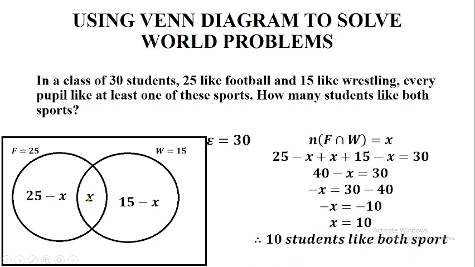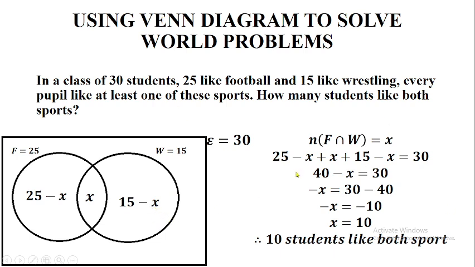So that means we have 10 here. If you want to know how many students like football only, that means you have 25 minus 10. That gives us 15 like football only. And if you want to know the students that like wrestling only, that will be 15 minus 10 as well. That will give us 5.